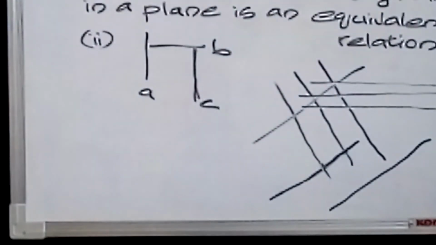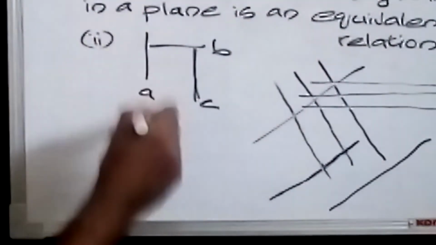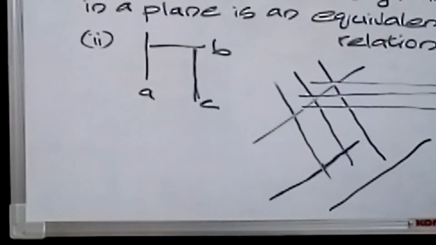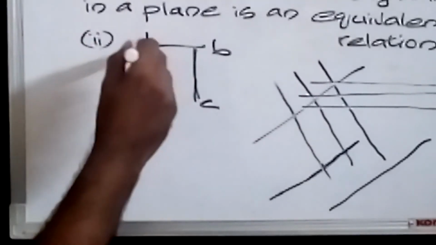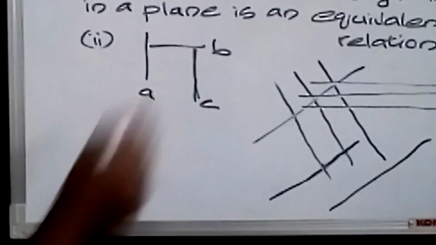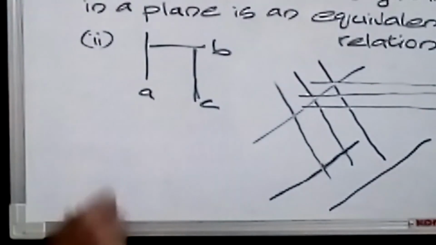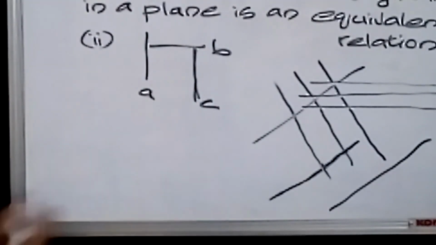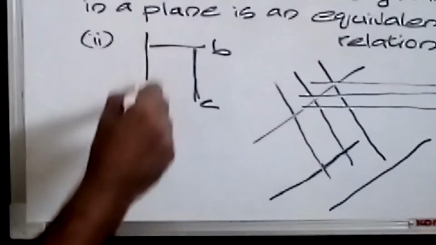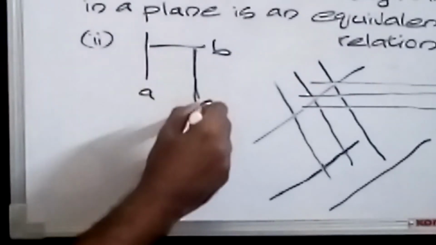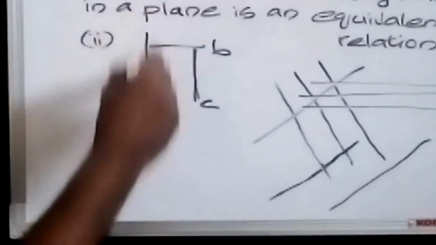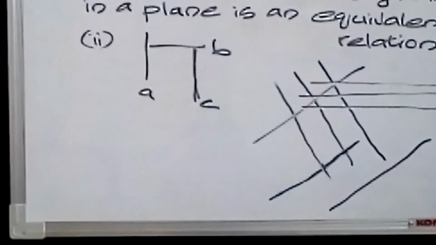Perpendicularity is not an equivalence relation. A line cannot be perpendicular to itself, so the relation is not reflexive. If the line A is perpendicular to B, then the line B is perpendicular to A, so the relation is symmetric, but it is not transitive. Why? If A is perpendicular to B and B is perpendicular to C, then A is not perpendicular to C.